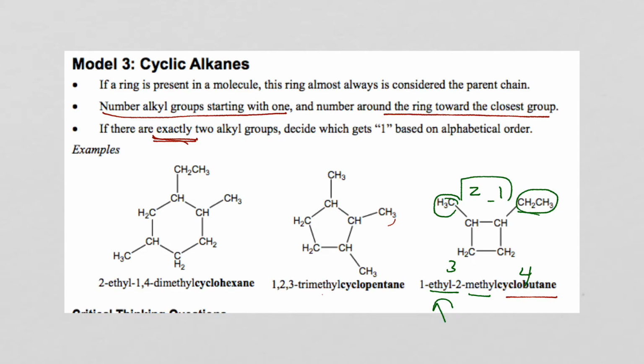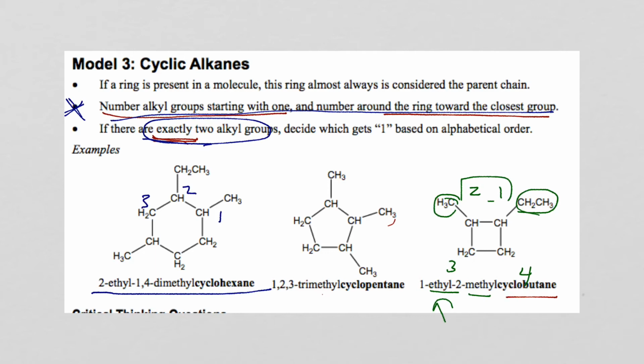Now in this first example, notice they're not exactly 2 alkyl groups. There are actually 3 alkyl groups. So what they've done is they've numbered the alkyl groups starting, they've used this bullet right here: number the alkyl groups starting with 1 and then number around the ring towards the closest group. So they said, okay, this methyl is going to be 1, and then this ethyl is going to be 2, and then 3, 4. Okay, so that's how they numbered them.